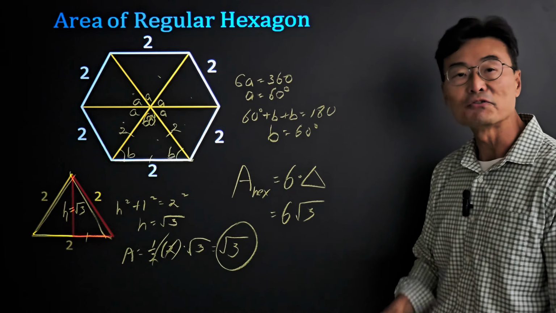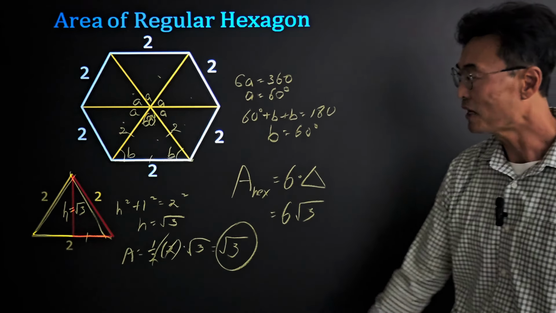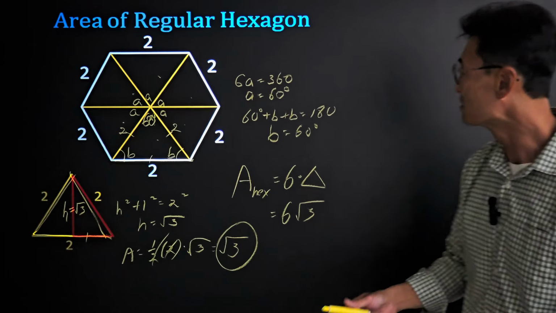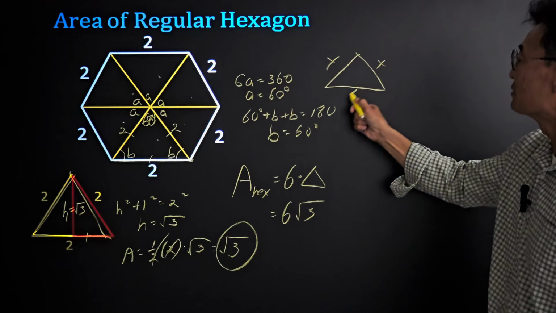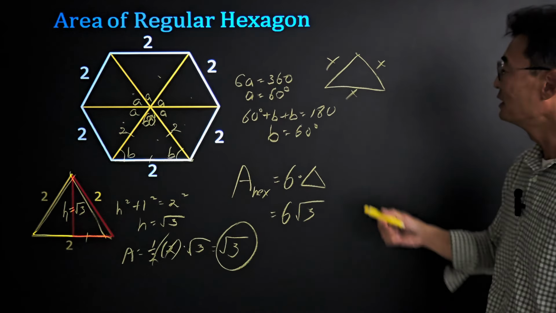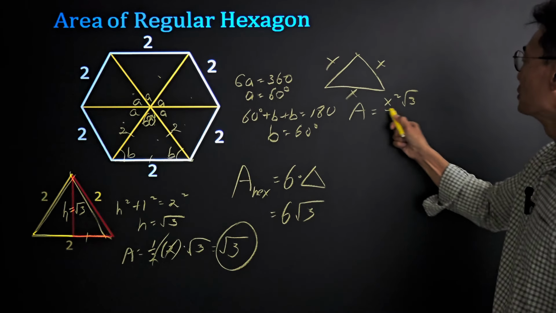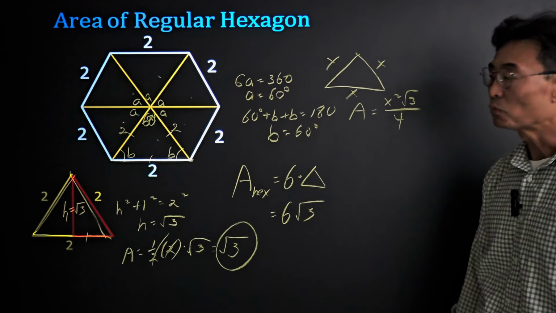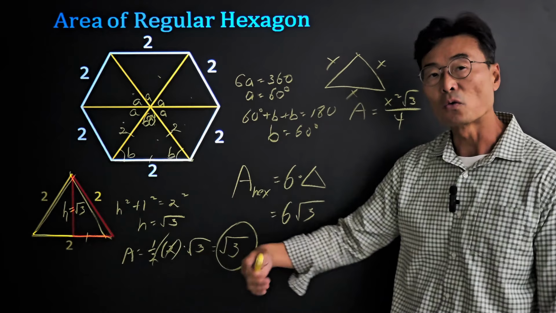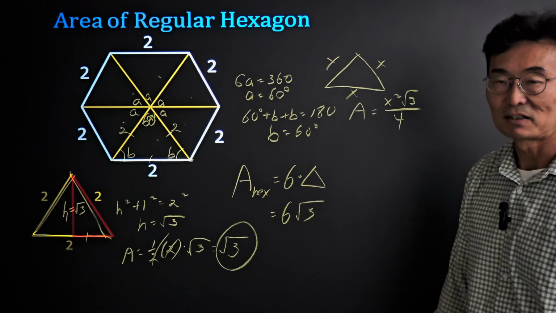On that note, I want to give you an important formula that you want to know: when you have an equilateral triangle such as this, and if we let the side of the equilateral triangle be x, the area is going to be x squared root 3 over 4. This formula is handy when you're looking for the area of a triangle in order to quickly find the area of such a thing as a hexagon.